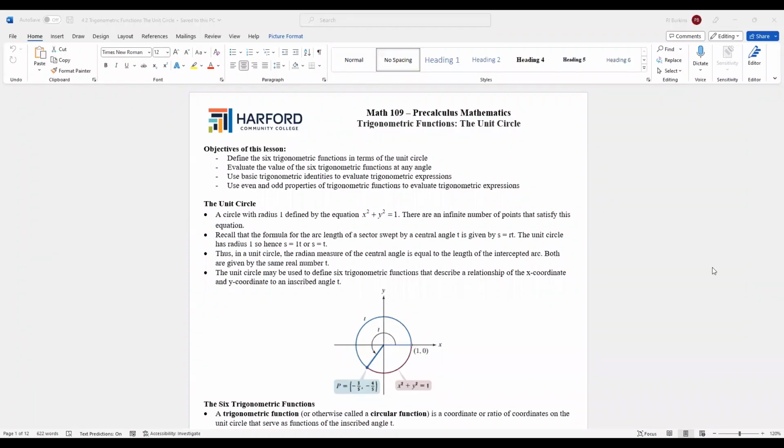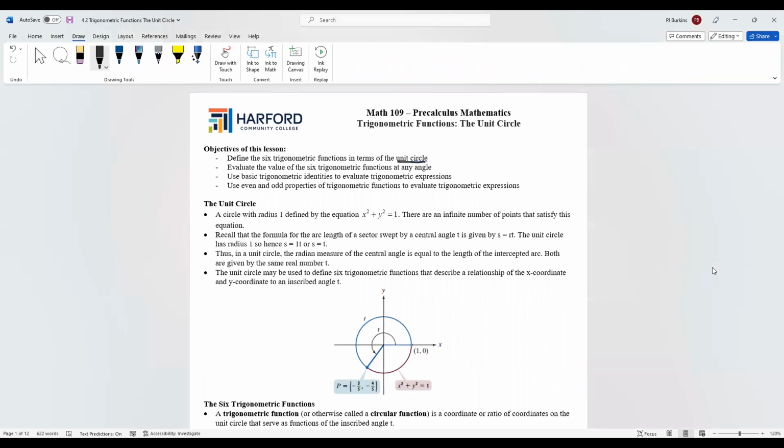All right, so here in section 4.2, we're going to be looking at trigonometric functions and specifically their relations with the unit circle. So what should you expect to get out of this lesson? We're going to talk about the 6 trigonometric functions in terms of the unit circle. We're going to evaluate those 6 trigonometric functions at different angles. Use basic trigonometric identities to evaluate trigonometric expressions. And finally, use even and odd properties of trigonometric functions to evaluate expressions.